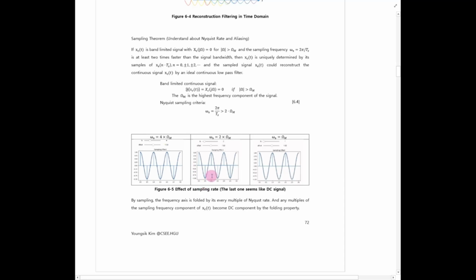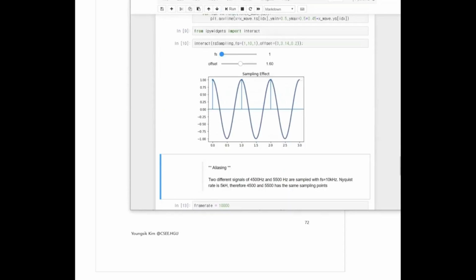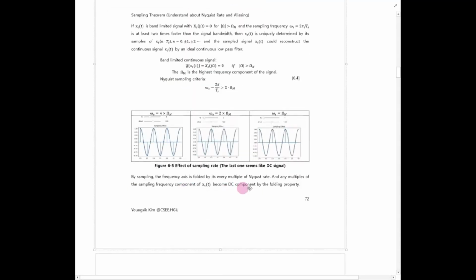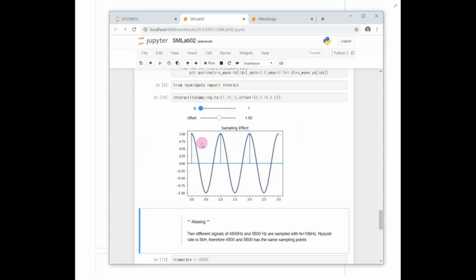To understand the sampling, I would like to show you a practical example. Here is a sinusoidal signal, and at this moment, the sample frequency and the signal frequency are the same. In that case, sampling occurs at the same point, so every sample has the same value. It looks like a DC signal. Keep in mind, if the sample frequency is equal to the signal frequency, it looks like a DC component. DC means 0 frequency.